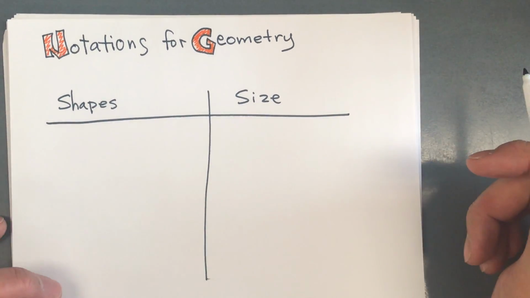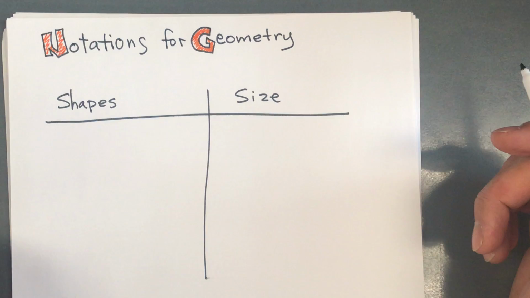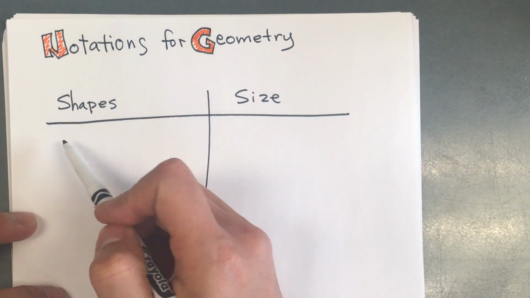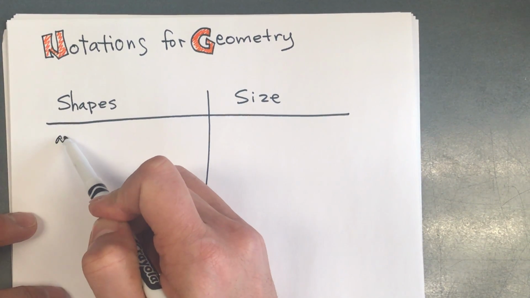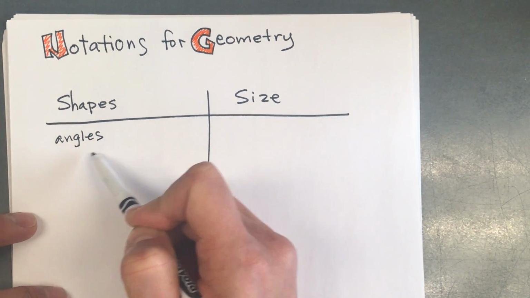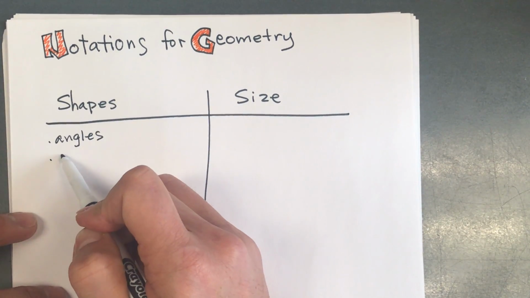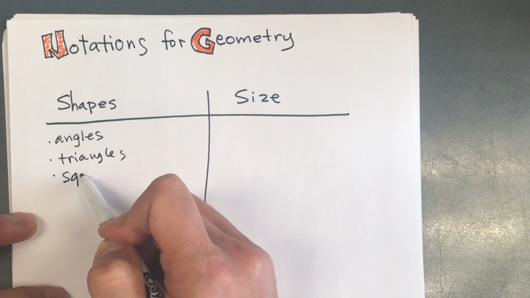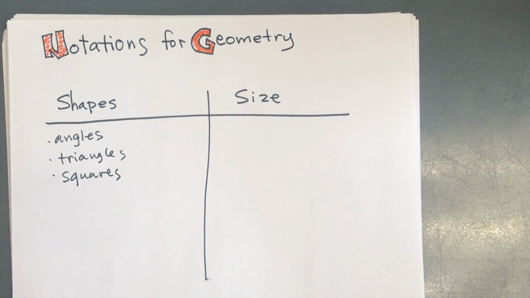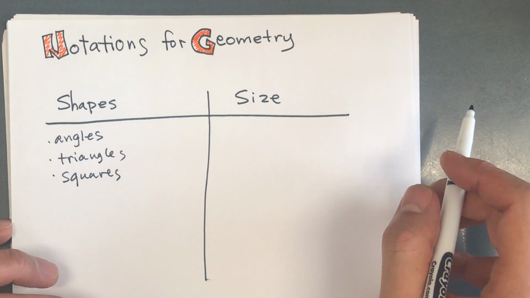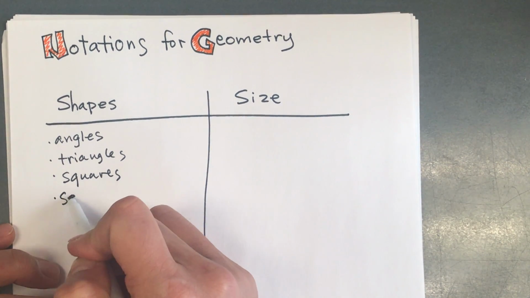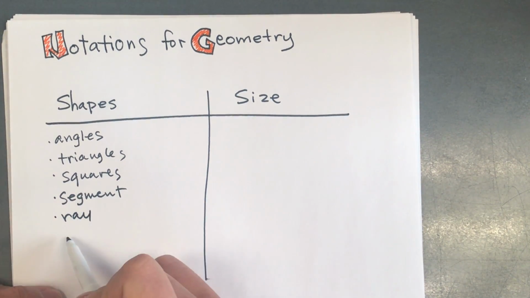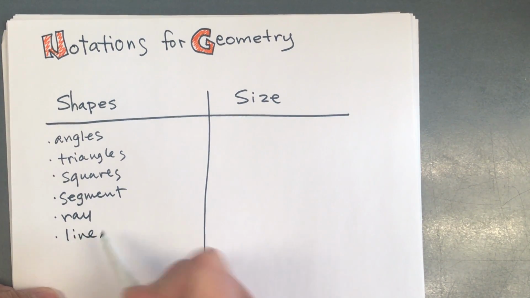Notations for geometry. So we're going to learn some notations and symbols. When we talk about shapes, we're going to talk about angles, triangles, or squares, and so on and so forth. Another important thing is segment, ray, line, and so on and so forth.